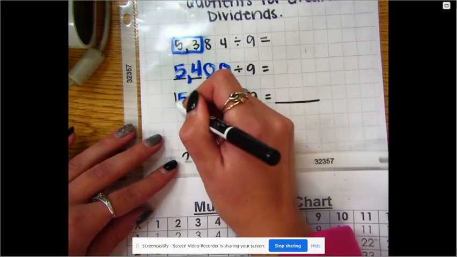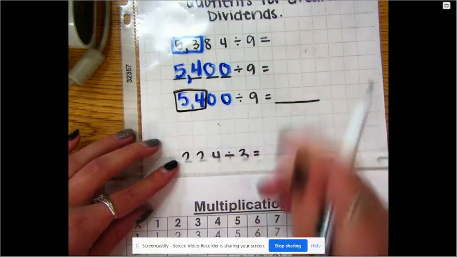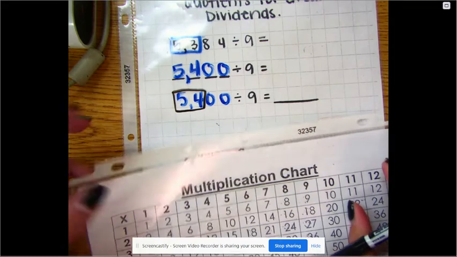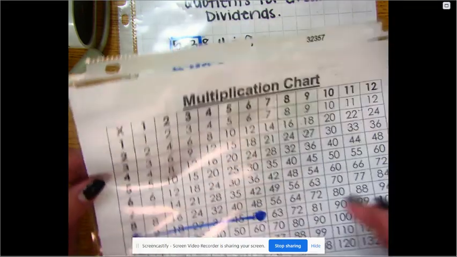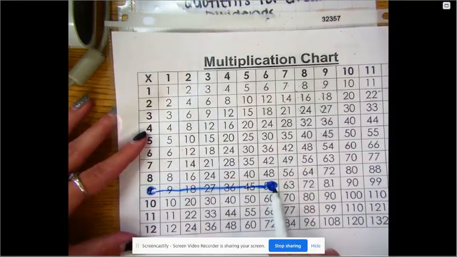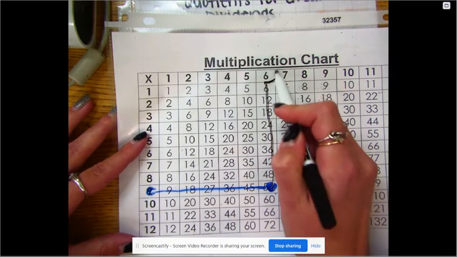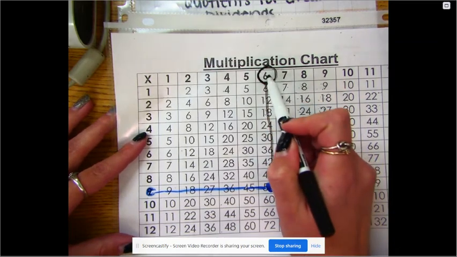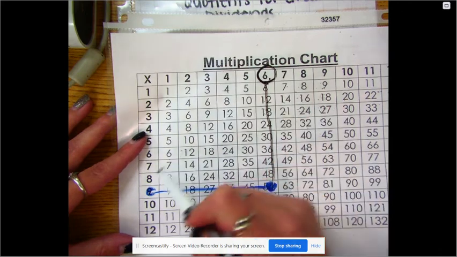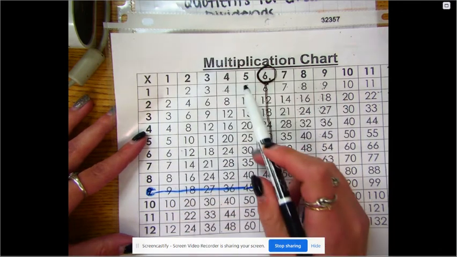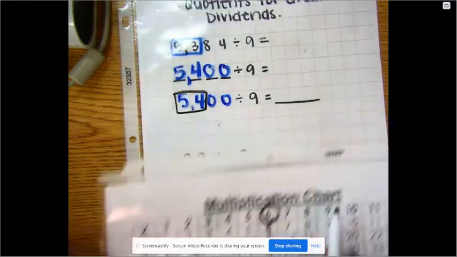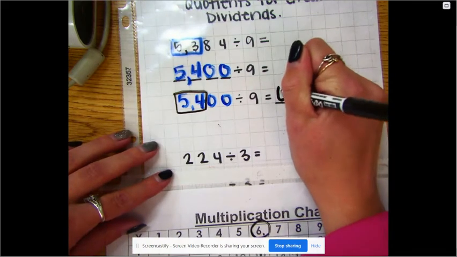I can say, looking at my multiplication chart and using the skills from 5.1, starting at 9 and going to 54, how did I get there? 6. So 6 times 9 is 54. I'm going to put 6 as my first value in my quotient.